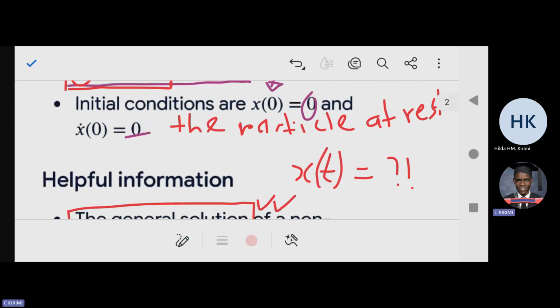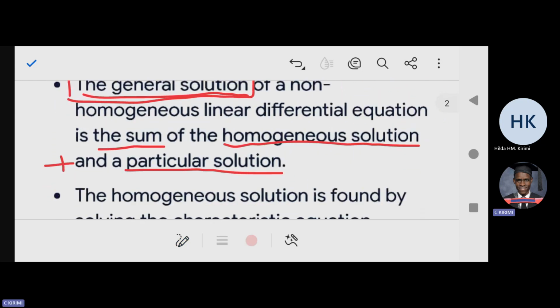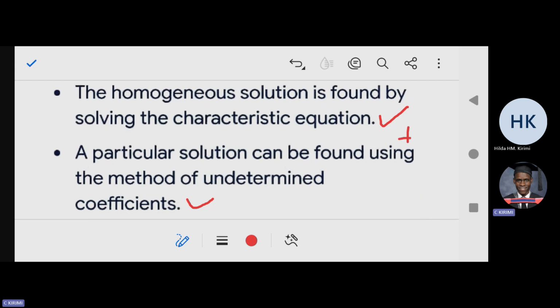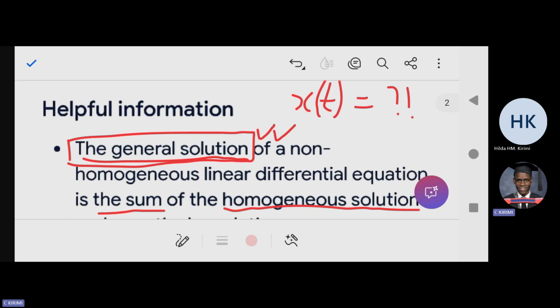Then we add it to the particular solution. How do we find the particular solution? The particular solution can be found by using the method of undetermined coefficients. I will explain it to you while we are doing it. So these are the two equations that we are going to add. You add this equation plus this equation, then we get the general solution. If you add these two equations, then we are done. So we have a homogeneous solution, we add it to the particular solution, then we get the general solution.